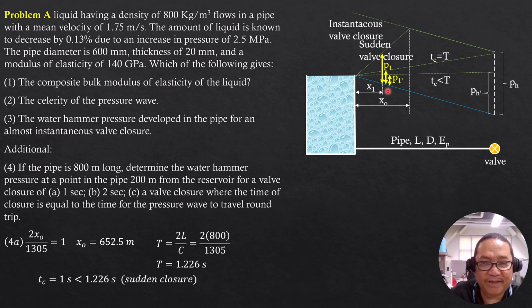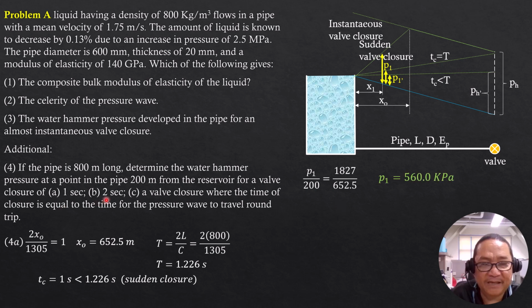So again, P1 is to 200 as PH is to XO, which is 652.5. So remember that pH is 1827 kilopascals from the preceding slide. So P1 is 560 kilopascals.